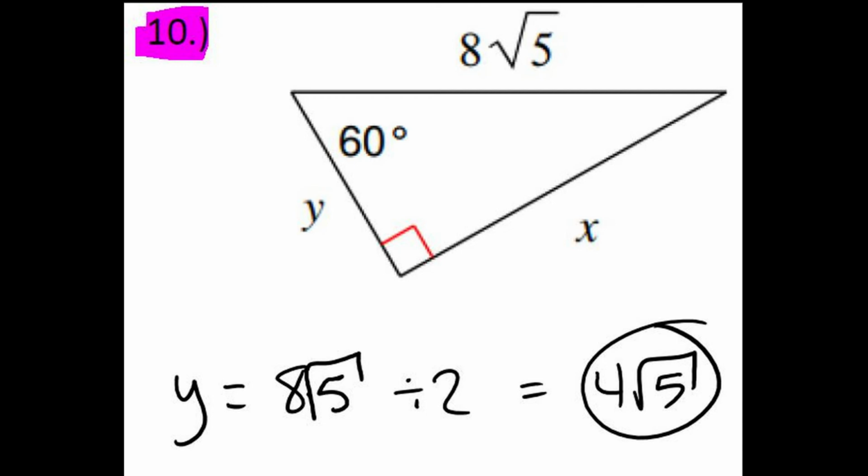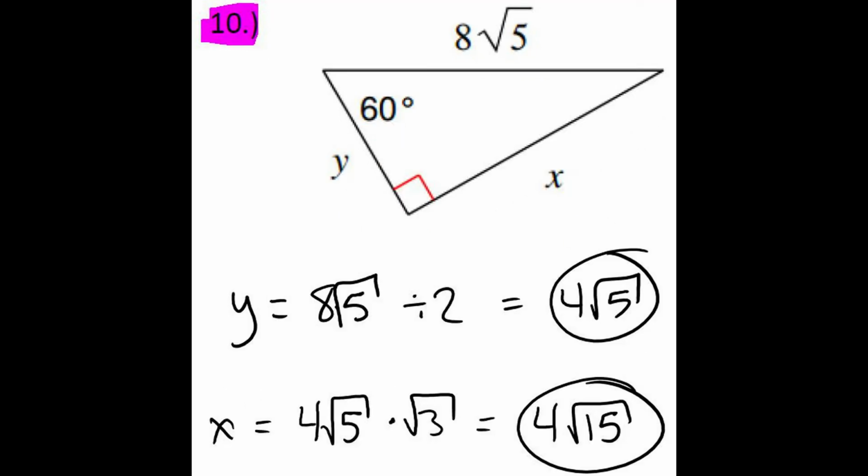So now we're going to take that 4 root 5 and we're going to multiply it times root 3 to find the longer leg, like we said. So root 5 times root 3 is root 15. So we have 4 root 15. And that's good to go. Let's look at number 15 now.